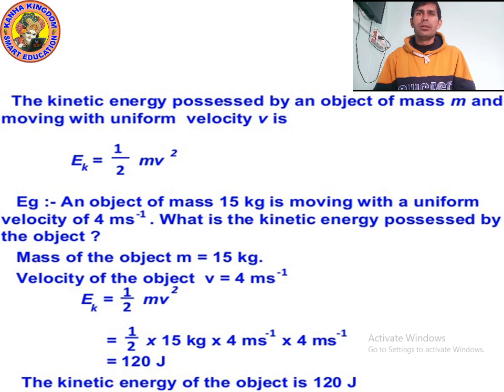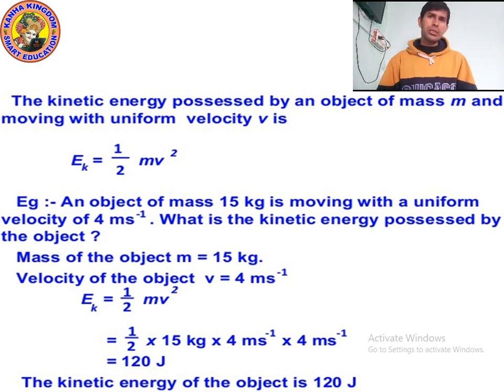Because kinetic energy is actually a form of energy, the unit of kinetic energy will also be joule. Okay, don't get confused. So the question is, as you can see on the screen, I am reading the question. An object of mass 50 kilogram is moving with a uniform velocity 4 meter per second inverse or meter second. What is the kinetic energy possessed by the object?